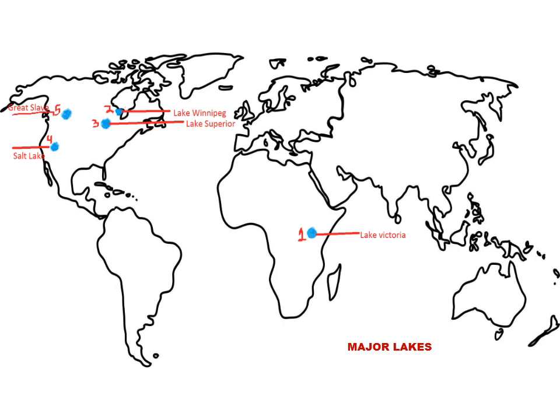Then on the western side of North America, at number 4 we have the Salt Lake, and at number 5 we have the Great Slave. So all these 4 lakes are in North America. 2 are at the eastern side and 2 are at the western side.